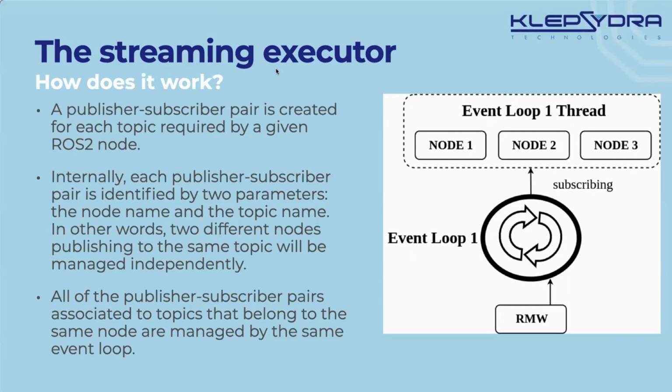When there is a new message coming from the RMW, for example, for topic 1, and node 1 and node 2 are connected to topic 1, they will both have their own subscriber connected to the event loop. They will receive the data sequentially, in whatever way the event loop receives the data, and the event will be published twice. That doesn't mean that the memory will be copied twice. There will be just one memory copy, but the event will be published twice.